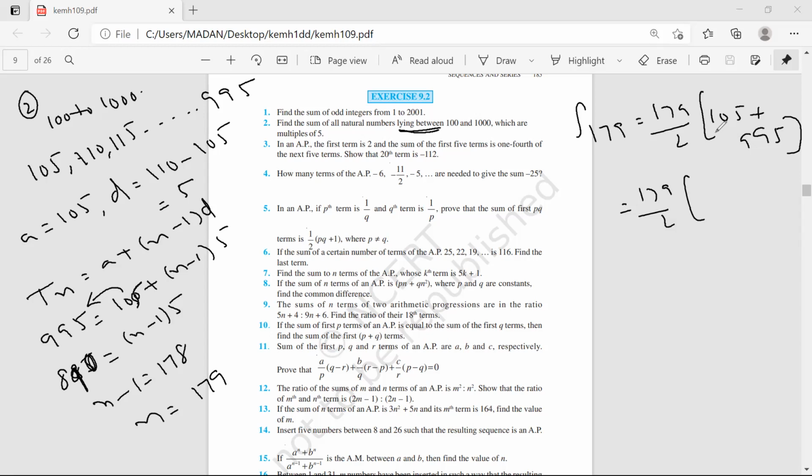1100, 1100 by 2 is 550. 550 into 179, 98,450. Check the answer, Kushal. Correct only, sir. Same answer.